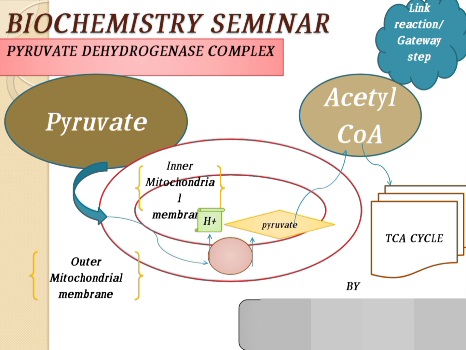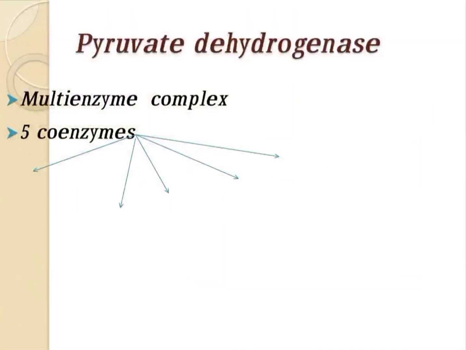The pyruvate is capable of entering the outer mitochondrial membrane, but if it has to enter the inner mitochondrial membrane, it's necessary for it to take part in hydrogen pyruvate symport. Once it enters the inner mitochondrial membrane, the enzyme called pyruvate dehydrogenase acts on it and converts it into acetyl coenzyme A. Now, this pyruvate dehydrogenase is a multi-enzyme complex.